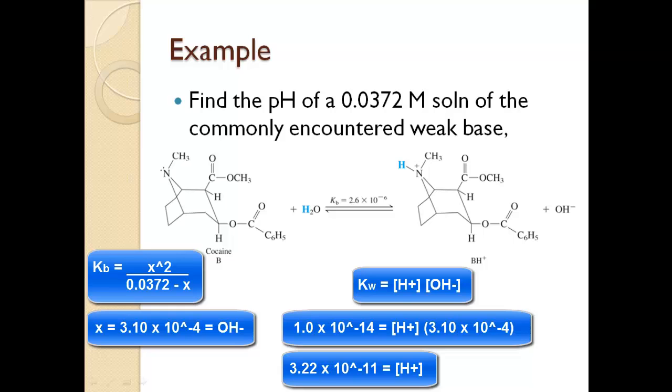I take that and place it into my pH equation. pH is equal to the negative log of H plus, and that ends up being 10.49. And that is a reasonable pH for a weak base.